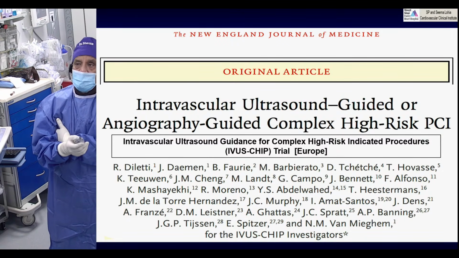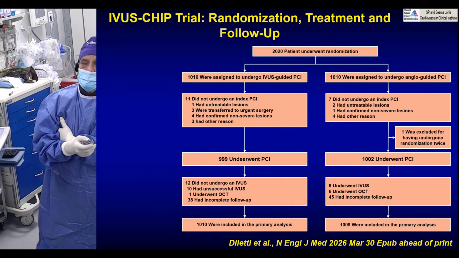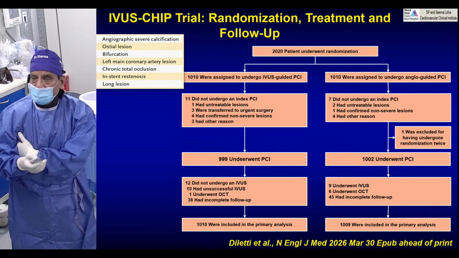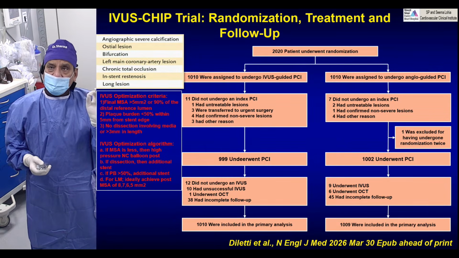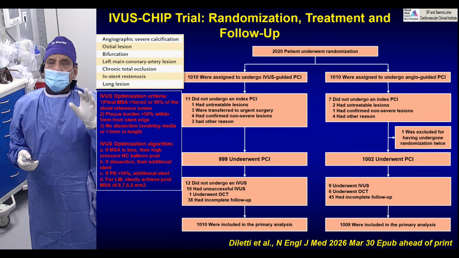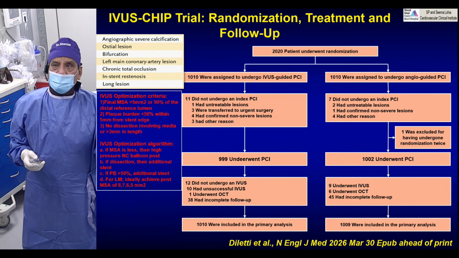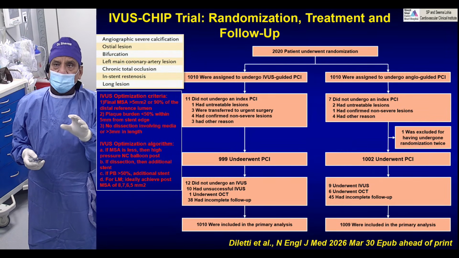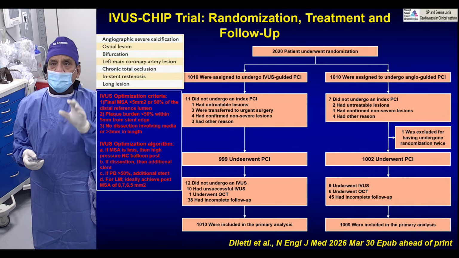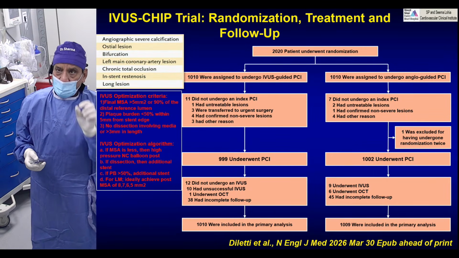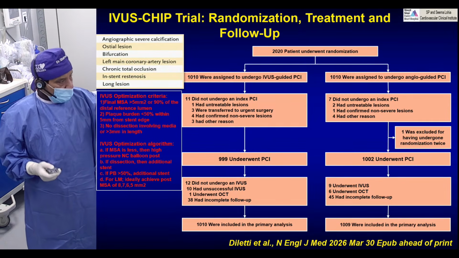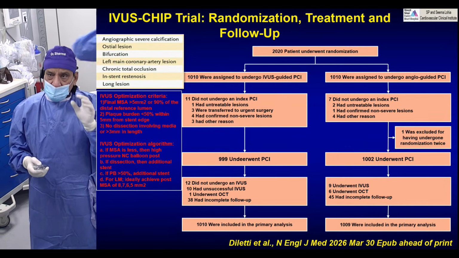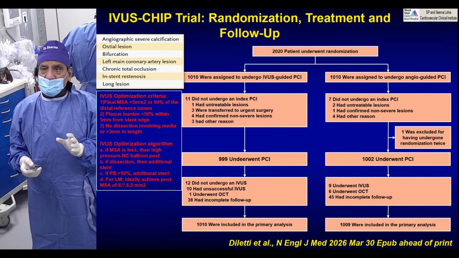First was the IVUS CHIP, a complex high risk indicated procedure trial done in Europe, and basically they had the complex cases, which we define as bifurcation, severe calcium, left main, CTO, and then they actually had a very nice optimization criteria. Your MSA has to be more than 5.5, which we just talked about, and the distal vessel more than 90%, plaque burden at the edge less than 50%, no dissection more than 3 millimeter in length. Then optimize. If you have low MSA, go high pressure. If you have a plaque burden, put another stent. And if you have dissection more than 3 millimeter, put another stent, and then get 8, 7, 6, 5, as I mentioned.